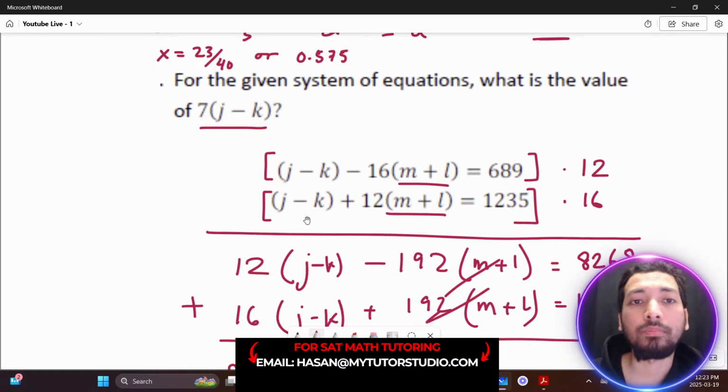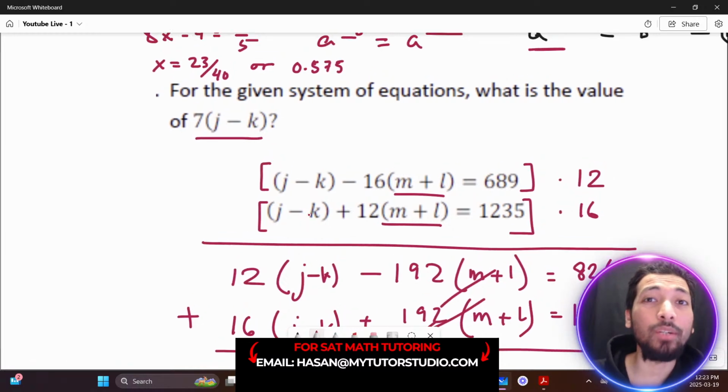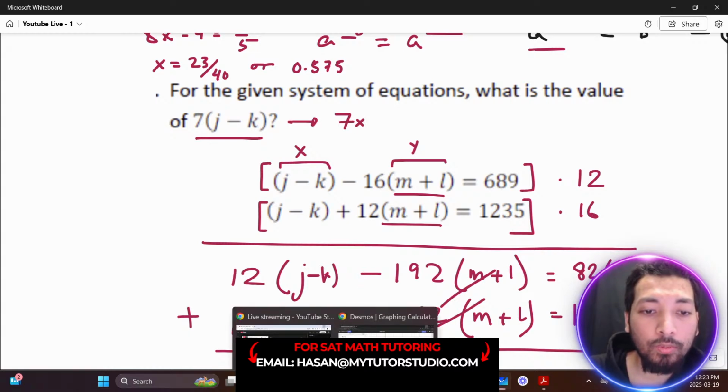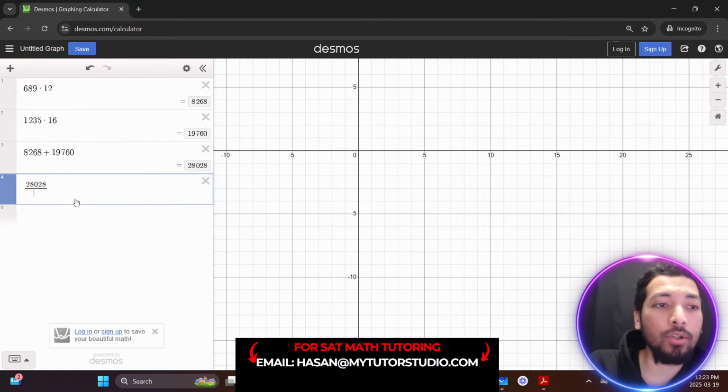Now, to do it very quickly in Desmos, what I'll do is usually I'll just take these to be x, and I'll just take these to be y. And I just need to find the value of x here, 7 times x. So basically, I need to find the value of 7x. So I'll just set up this proportion equation over here.